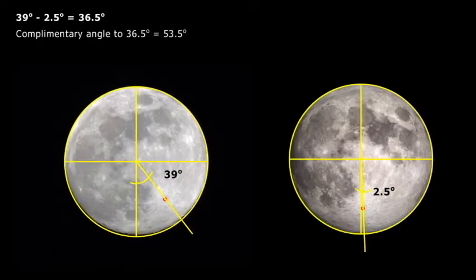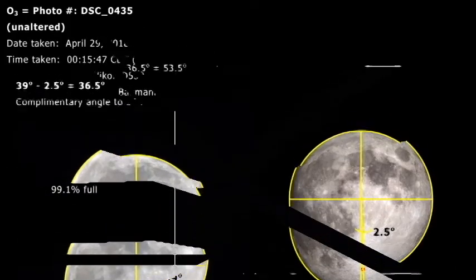I then do the same thing I did in observation 1. I do the Dial-A-Moon thing, I figure out my complementary angle, and I get 53.5 degrees. Now this is going to come up again, and you're going to see this observation is the only one that doesn't fit my predictions. So let's just get through these.